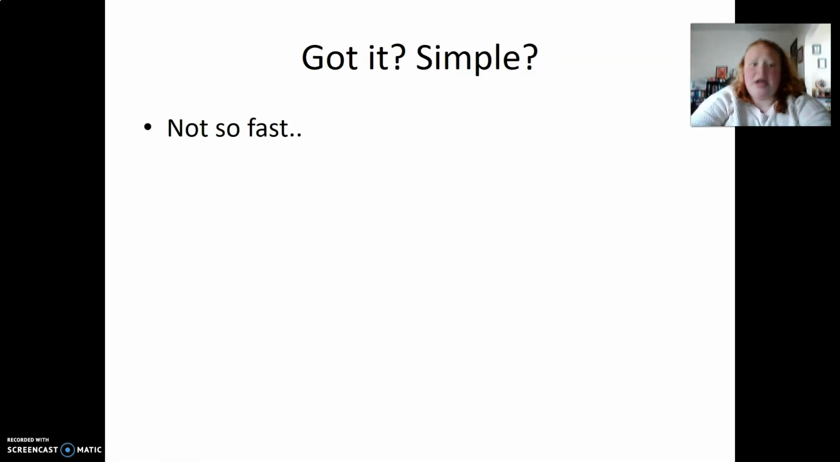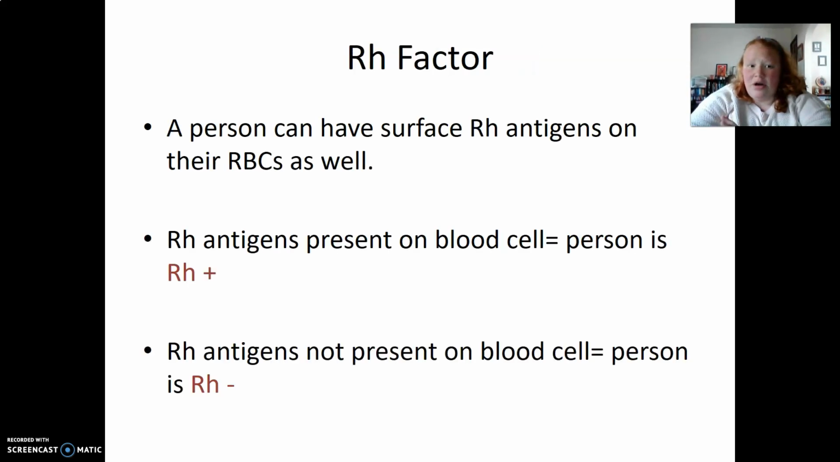Okay, seems simple, right? Not quite this simple. There's one more kind of antigen called an Rh antigen, and this is where the positive and negative of blood comes in, okay? So a person can have surface Rh antigens on their red blood cells. If they do have those Rh antigens, they have Rh positive blood. So I have O positive blood, so I don't have A antigens, I don't have B antigens, but I do have Rh antigens, okay? If a person is Rh negative, so let's say I had O negative blood, I would not have any antigens on my blood.